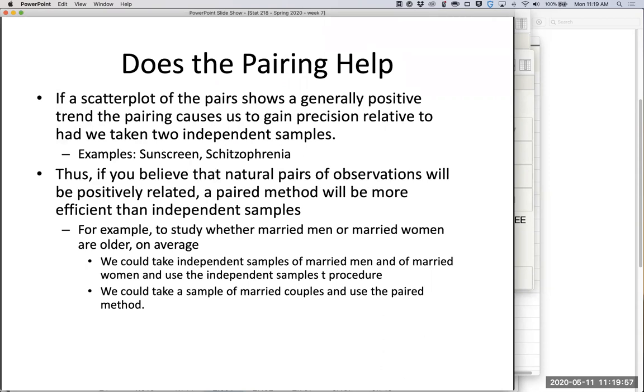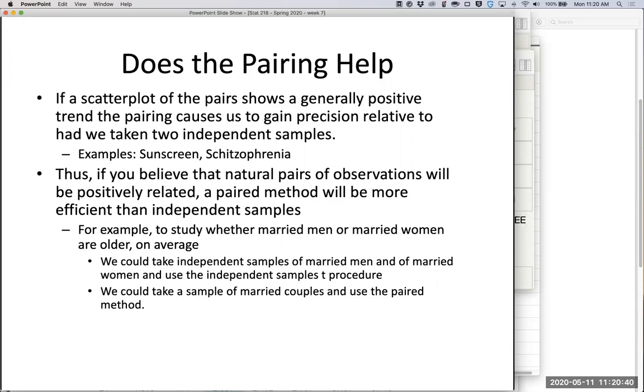Okay, so I might want to know if among married husband-wife couples, the male is older on average than the female in the couple. I mean, sometimes yes, sometimes no. We can all name celebrities where that's not the case, where they married people of very unusual age pairs. But I'm thinking if in general, the older the husband, the older the wife, we're going to tend to see with more precision in the paired analysis the increase in the age of the husband relative to the wife more easily.